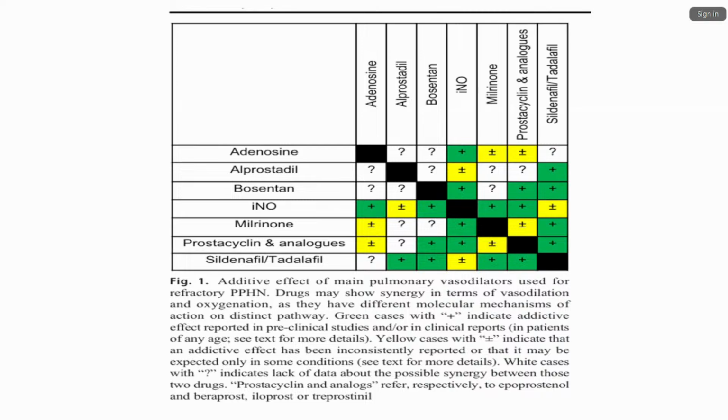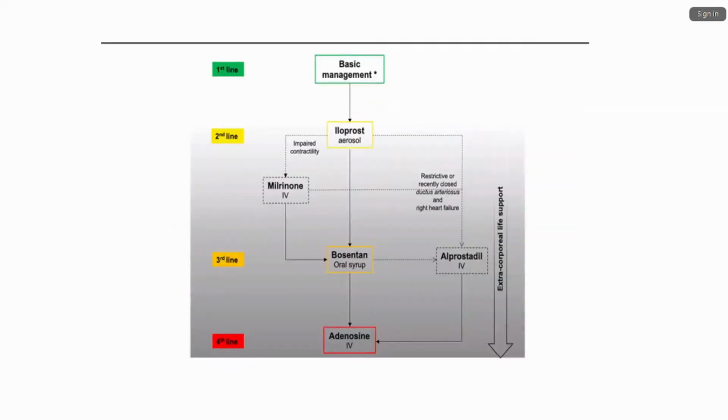So after that, they proposed one algorithm. The first line is always the basic management, that is euthermia, euglycemia, eyes and ears should be properly closed, the sound should not be there, there should be adequate ventilation, adequate inotropes should be used, hydrocortisone if required, and the child should be properly sedated. With all this, if there is no improvement, then we go for the second line.